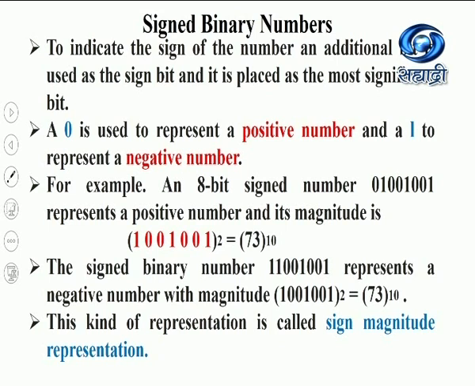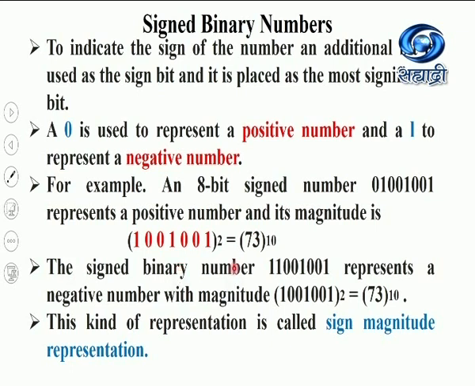Let us see the next topic, that is signed binary numbers. To indicate the sign of the number, an additional bit is used as the sign bit and it is placed as the most significant bit. A 0 is used to represent a positive number and a 1 is used to represent a negative number. For example, the 8-bit signed number 01001001 represents a positive number and its magnitude is 1001001. This binary number is equivalent to the decimal plus 73.